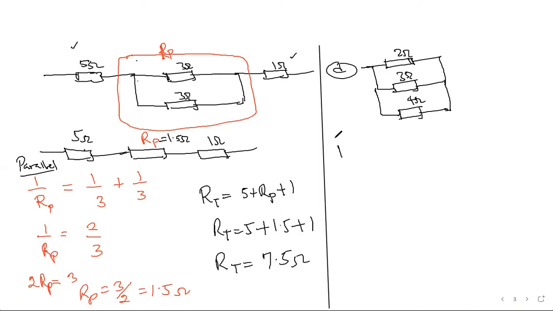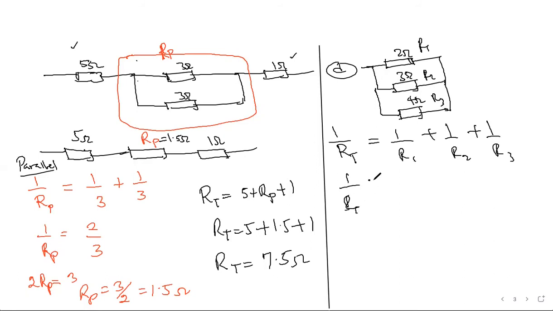So the total resistance, 1 over RT, because this is a parallel connection, will be 1 over R1 plus 1 over R2 plus 1 over R3. So if this is R1, this is R2, and this is R3, then I can replace R1 with 2, R2 with 3, and R3 with 4. So 1 over RT will be equal to 1 over 2 plus 1 over 3 plus 1 over 4. So the LCM should be 12, and this should be 6 plus 4 plus 3.